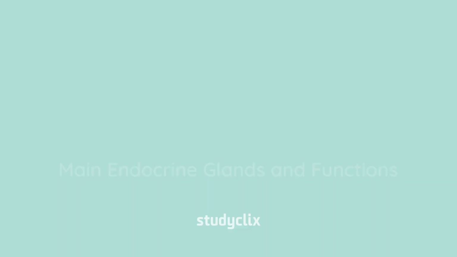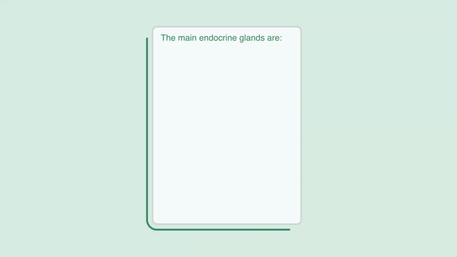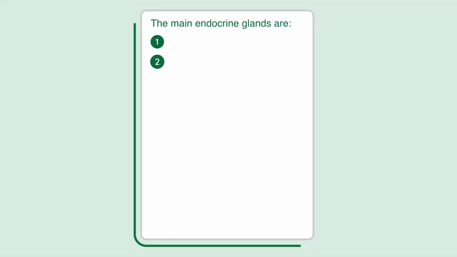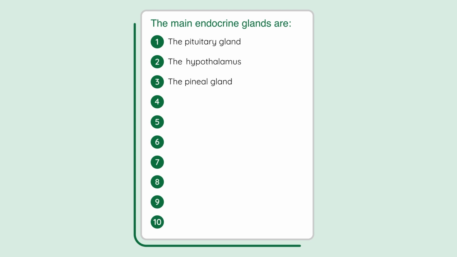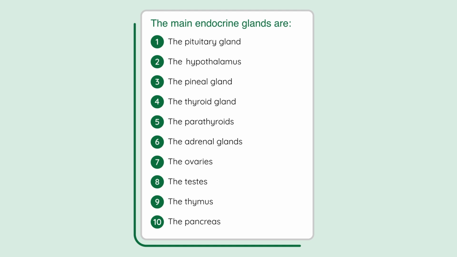Now let's focus on the main endocrine glands, their locations and their functions. There are 10 main endocrine glands in our body, and they are the pituitary gland, the hypothalamus, the pineal gland, the thyroid gland, the parathyroids, the adrenal glands, the ovaries, the testes, the thymus, and the pancreas.